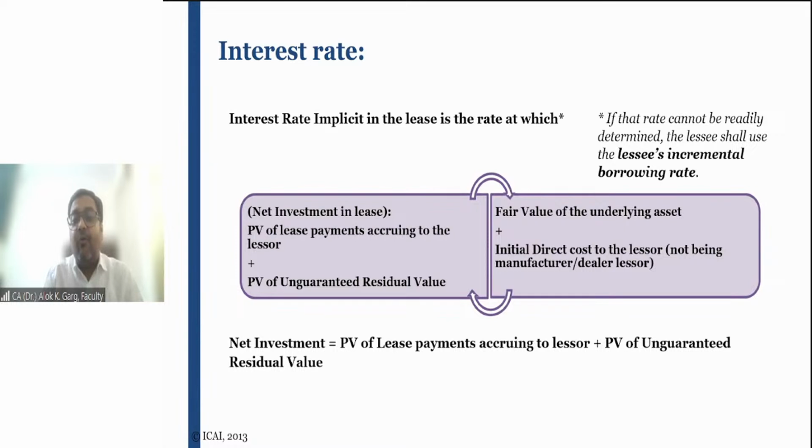Now the point is, how can I know what is the interest rate which is implicit in the lease? What is the discount rate which the lessor has taken? How much amount is the lessor earning? How can I know that? I cannot know that. So that is why the standard says that if the lessee is not aware of the interest rate implicit in the lease, in that case the lessee has to use the incremental borrowing rate. Incremental borrowing rate of whom? Incremental borrowing rate of the lessee itself.